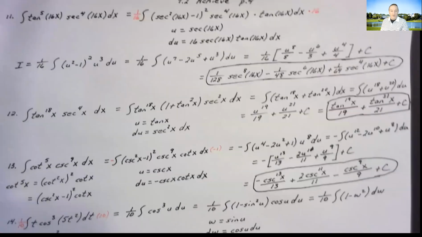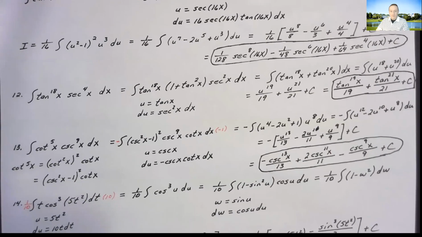Now for the next problem here, number 12, we have an even power of tangent times an even power of secant. Instantly, when you see that, you should say, oh, okay, I only really want to work with odd powers of sine, cosine, tangent, and cotangent. I'd rather not work with an even power of tangent. Remember, we do want to work with even powers of the secant function. So I'll say, that's what I'm going to attack.